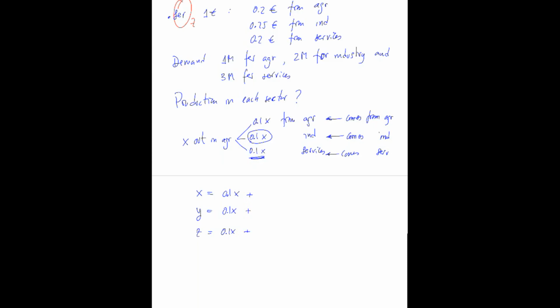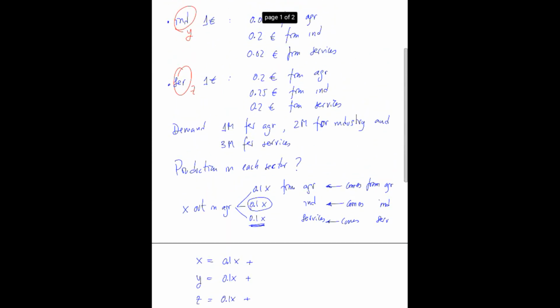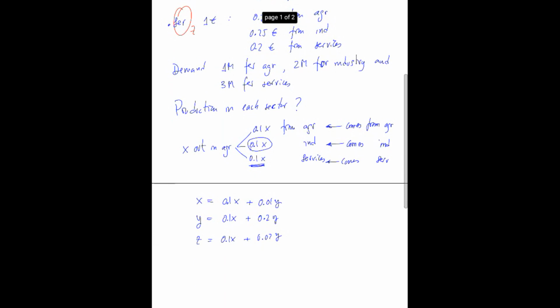If we look at the other data, the requirements for Y will be 0.01 Y, then 0.2 Y, and 0.02 Y. Finally, for services, we have 0.2 Z, 0.25 Z, and 0.2 Z. And let's put 1 million, 2 million, and 3 million.